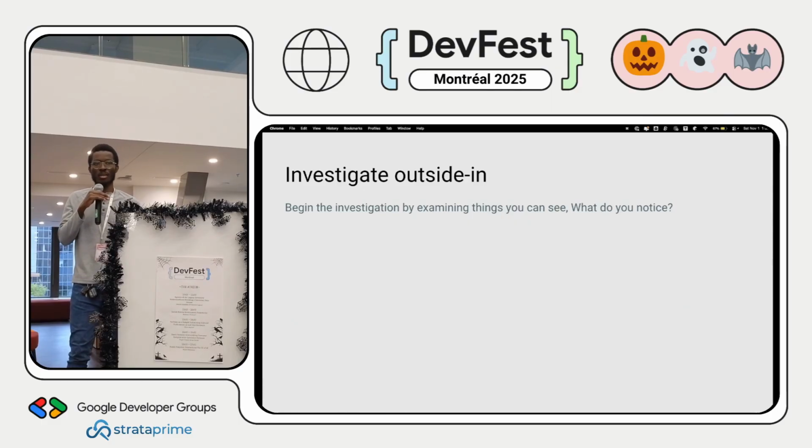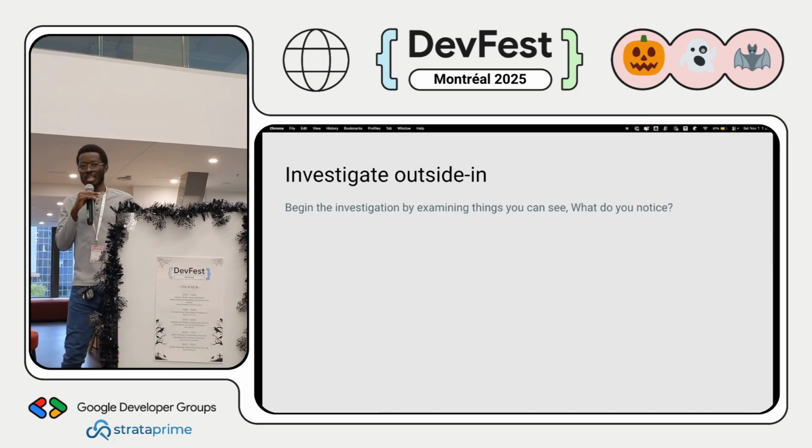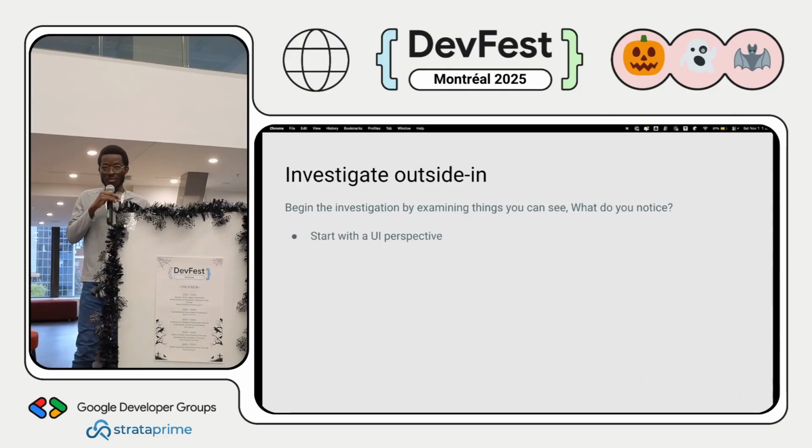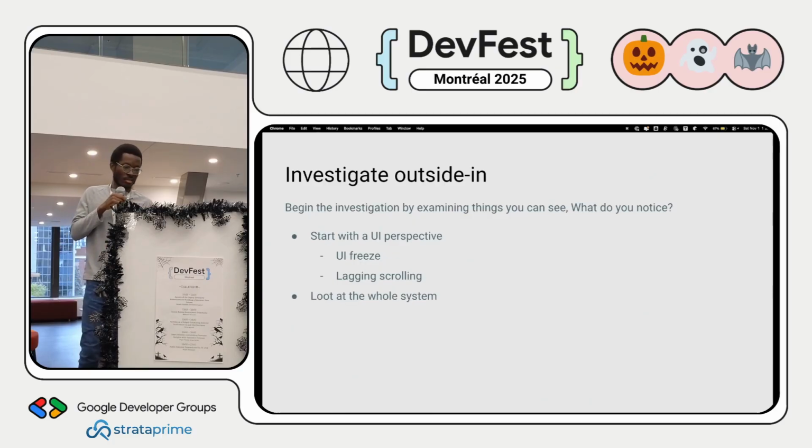So for example, you are seeing that navigation from screen 1 to screen 2 is kind of slow. The application launch time is quite high. So start from the global side of things, I would say. Start from what you can notice. For example, start from the UI perspective. It can be, you notice that the UI is freezing at some points. The scrolling is lagging.